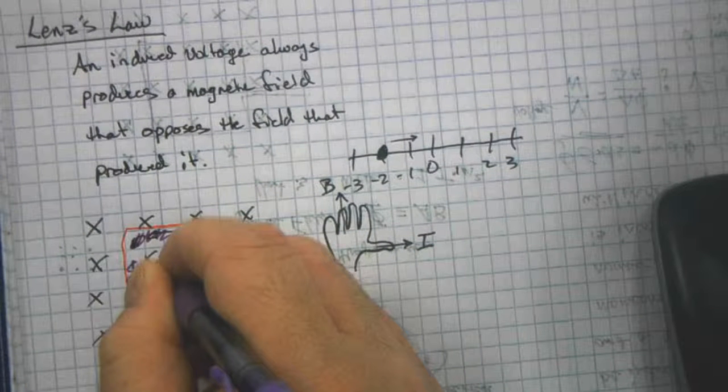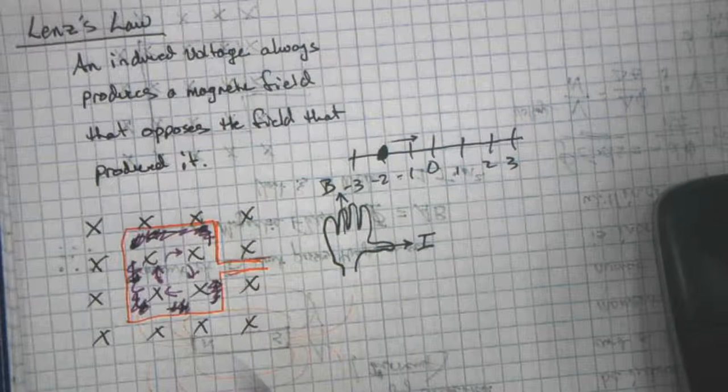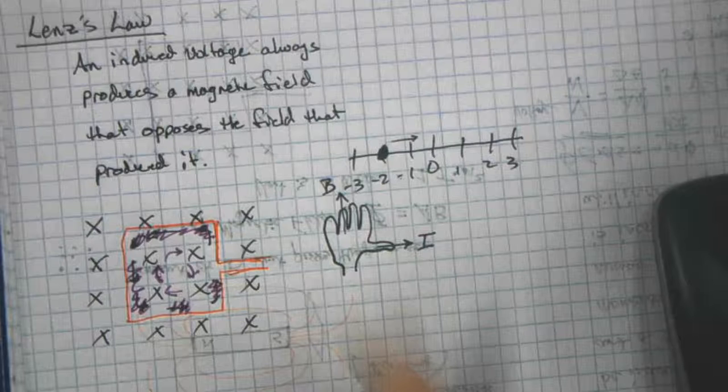Okay, this is something that takes practice. It takes practice to figure out which way our current goes. But this is the idea of Lenz's law, and this is how we create a current from a loop in a magnetic field.